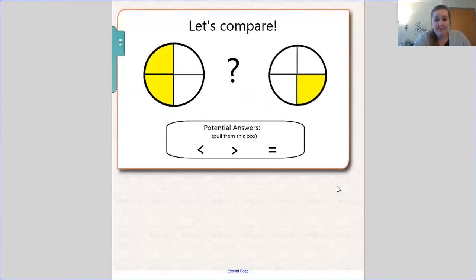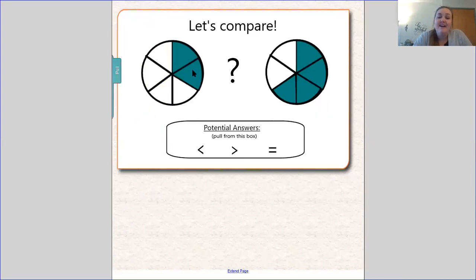Okay, so let's compare. Over here, I'm going to write what my fractions are. Here I have 2/4, 2 pieces shaded out of the 4, and here I have 1/4. Now I need to compare. Remember, compare means you're going to show which one's bigger. The alligator goes towards the bigger one. So I would say 2/4 is greater than 1/4. Okay, let's try another one.